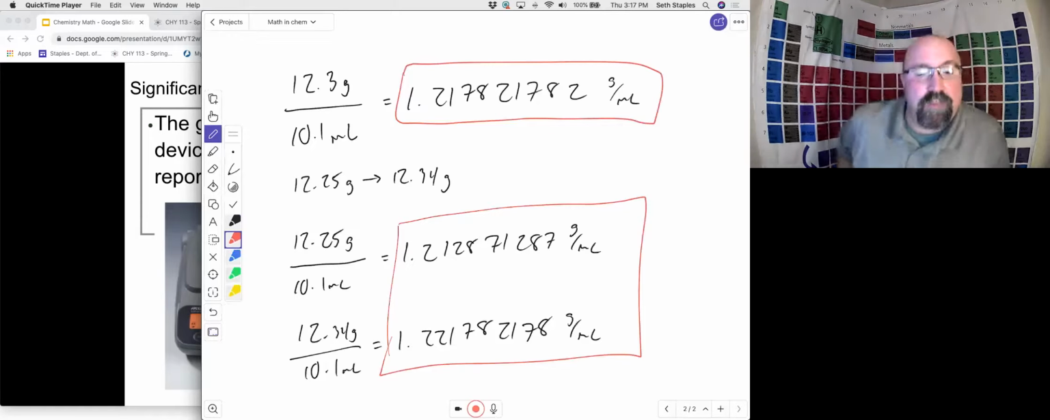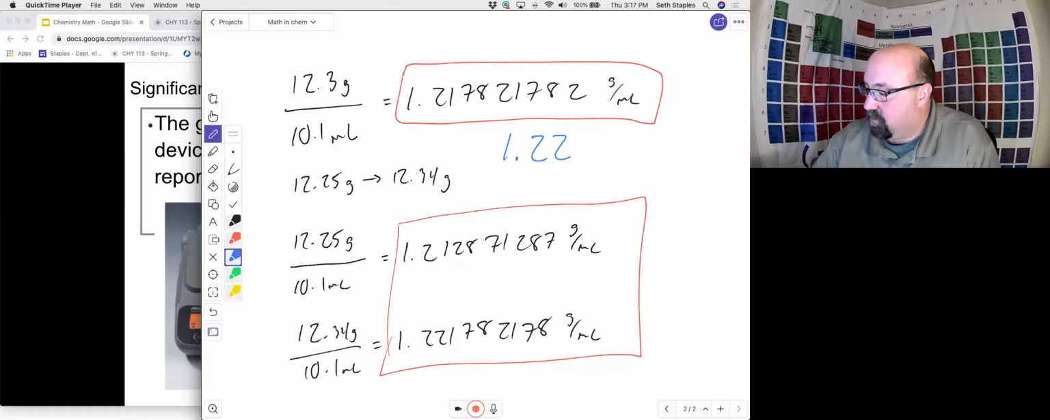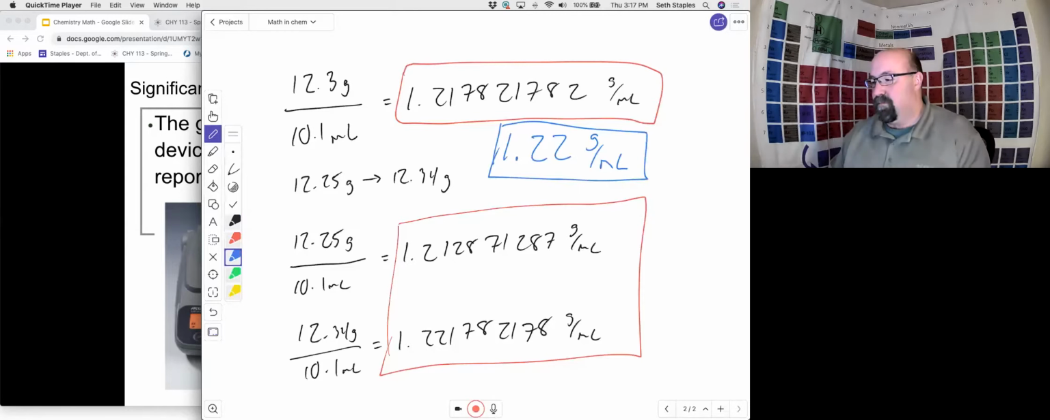And so what we do, and we're going to look at the rules for significant figures in just a moment, is round our final answer to reflect the least number of significant figures in our measurements. In this case, our least number of significant figures is 3. So we're going to round our answer to 3 significant figures. So we would report an answer of 1.22 grams per milliliter. And that is how we would take our significant figures into account. This would be your answer, taking into account the significant figures of our least accurate measurement.